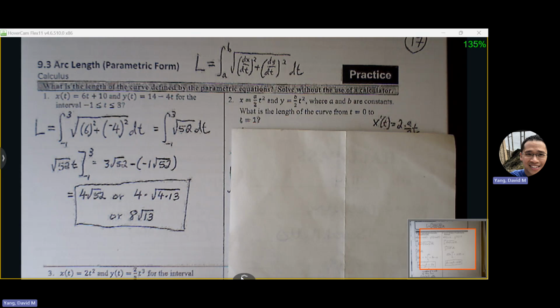Number 2, same idea. Just keep in mind that your a over 2 and your b over 2 is just some coefficient. It's not a variable. It's just some number that's hanging out in front of t. And when you find your arc length, your a and b will remain in your answer. So see if you can try number 2.